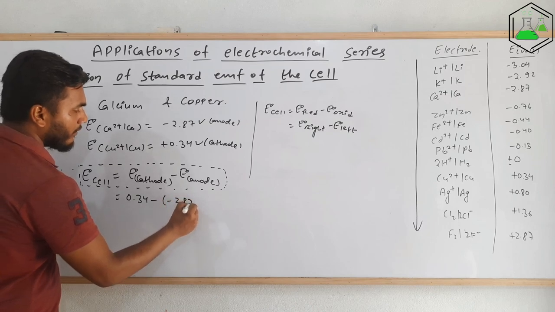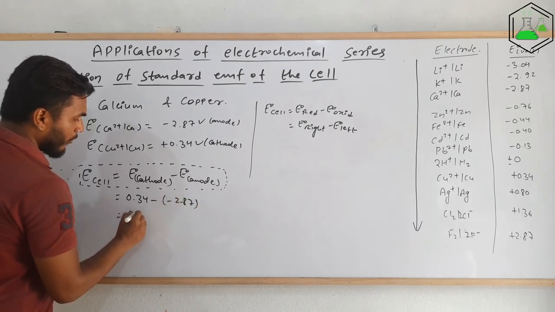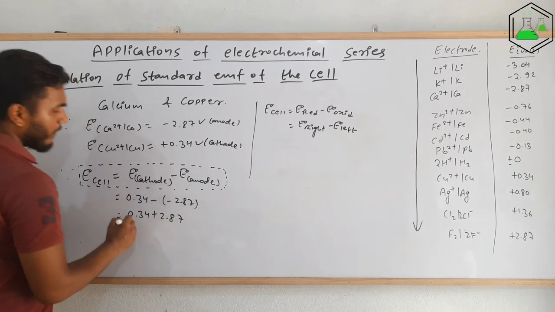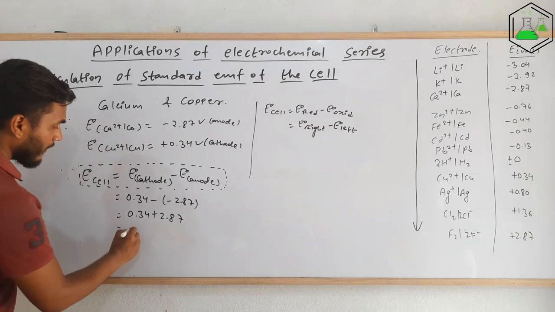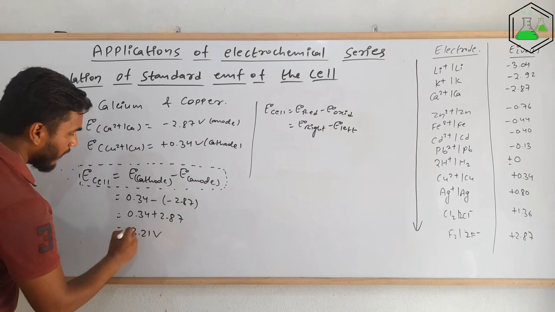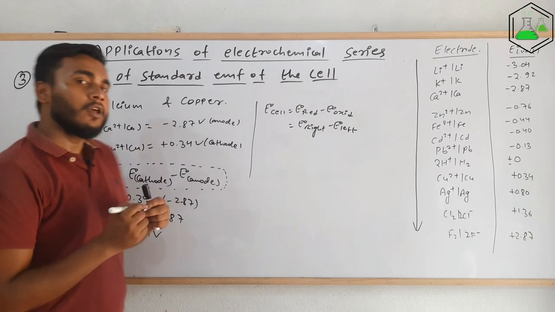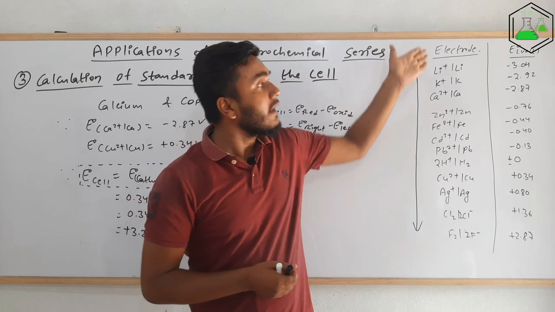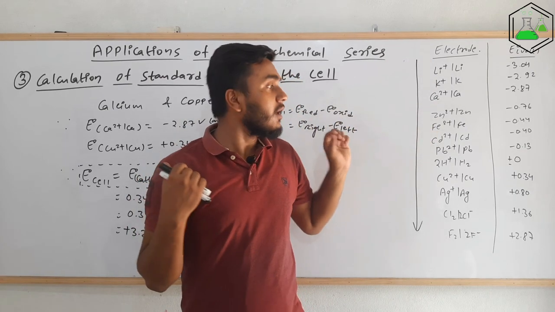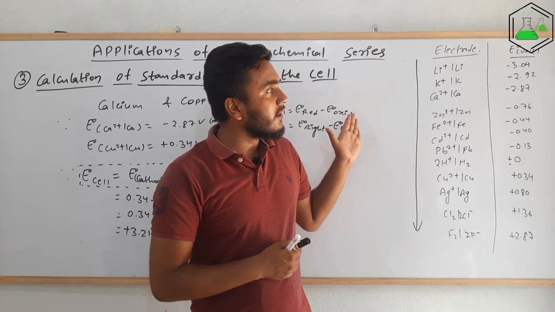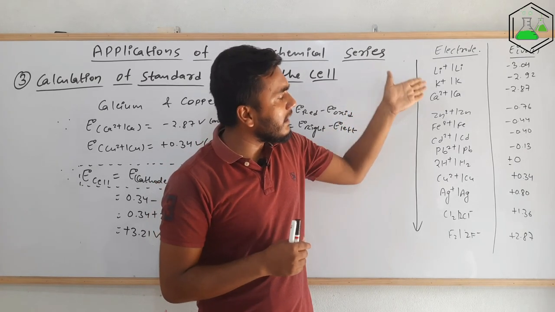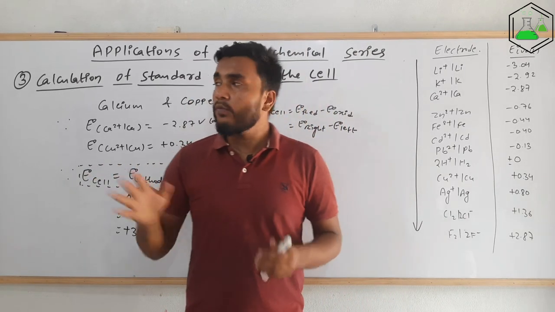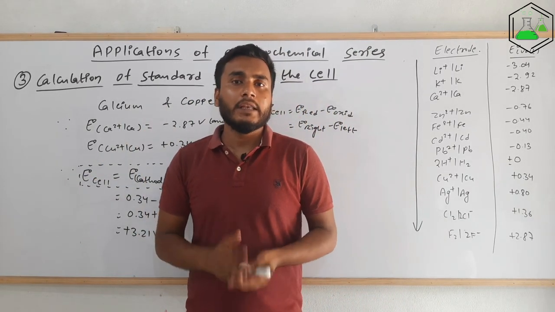minus 2.87, and if we add them, 0.34 minus will get plus 2.87. So how much will it be? If we add them, then we will definitely get 3.21 volt, actually plus 3.21 volt. So this is the standard EMF of the cell that we calculated with the help of electrochemical series. Now in this way, we can find out the value of standard EMF of the cell containing any of the two electrodes from here, just by using this formula. So this was the third application of electrochemical series.